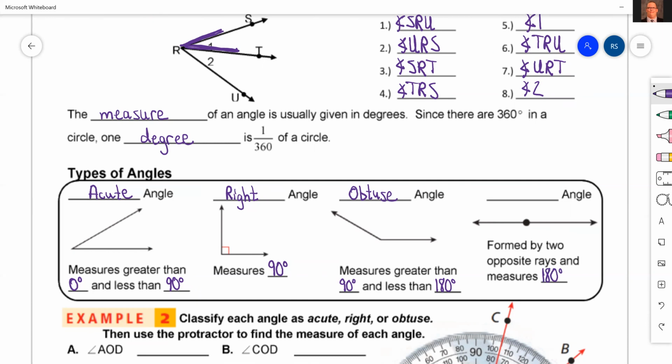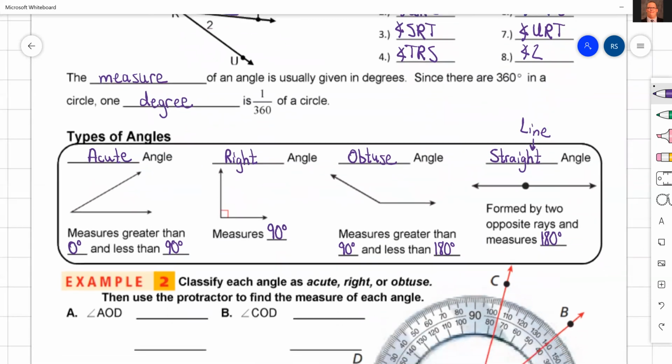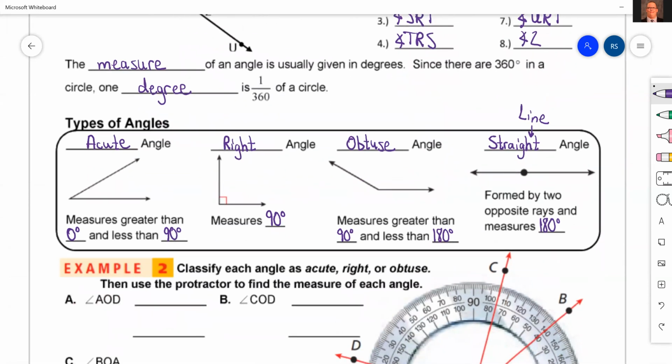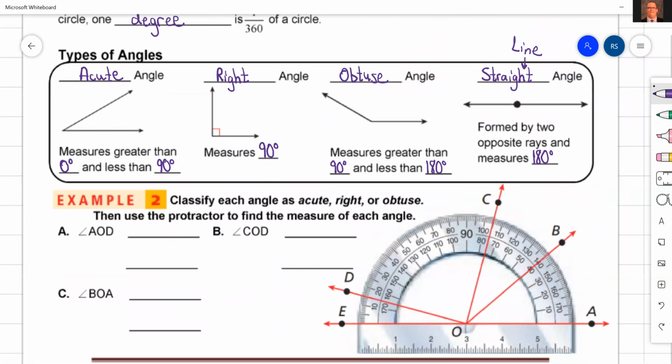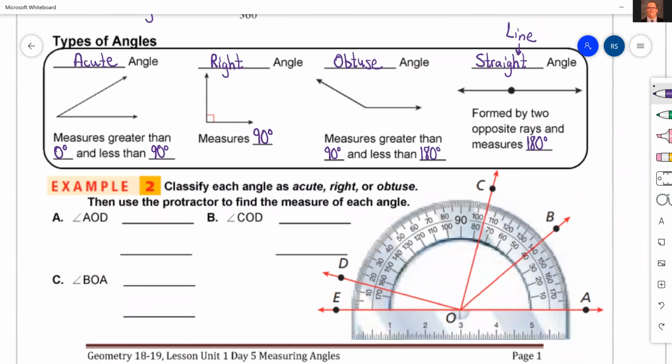Yeah, it's called a line. So this one is also called a line. But the angle itself is called a straight angle. If it's a line, it's a straight angle, and it measures exactly 180 degrees.